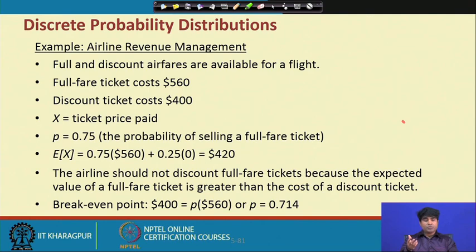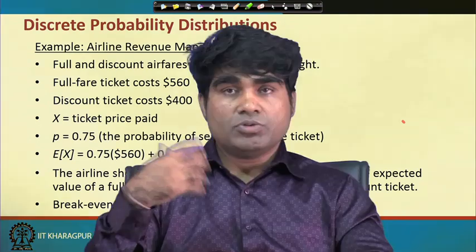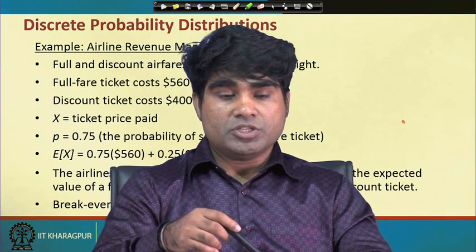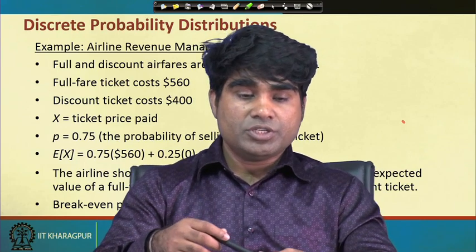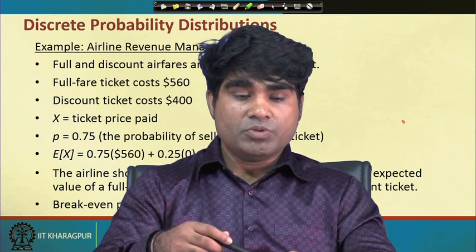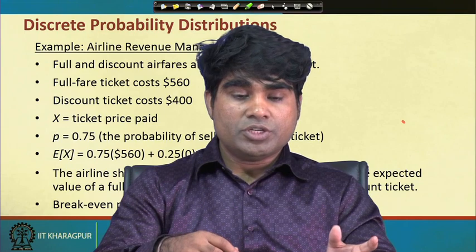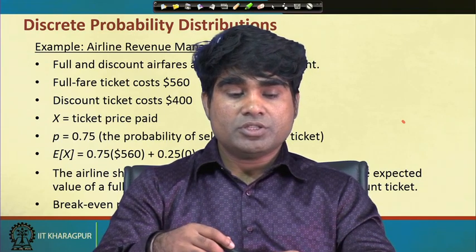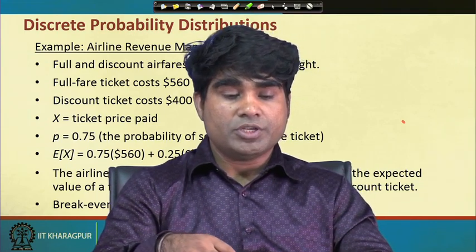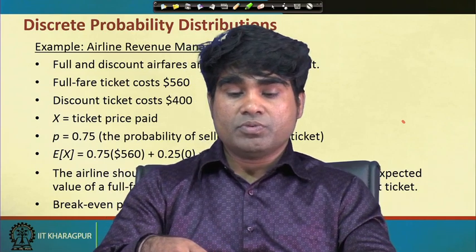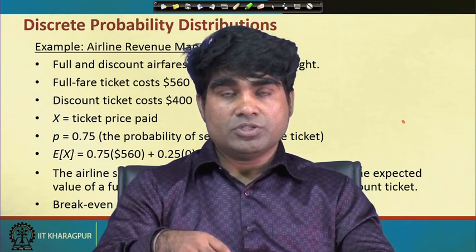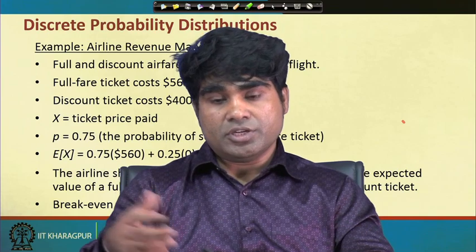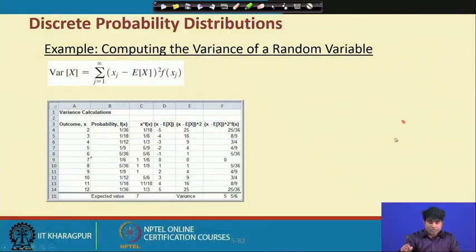Then with the help of the mean of what is happening, you can predict the particular business environment. The example cited here is airline revenue management. You have the ticket cost and ticket price, then what should be the expected probability of selling full fare tickets so that your business will be at the highest level? These are typical examples which you can follow.